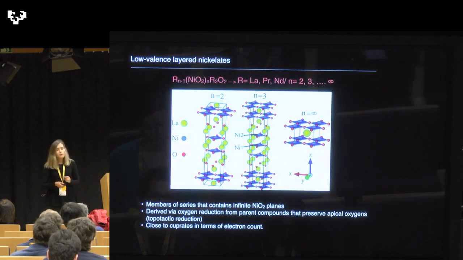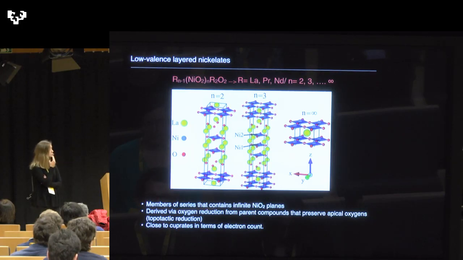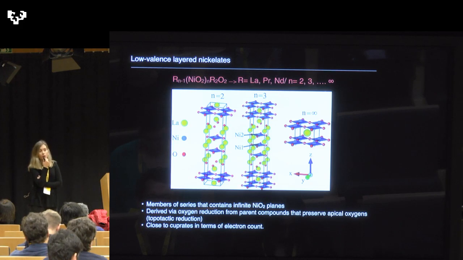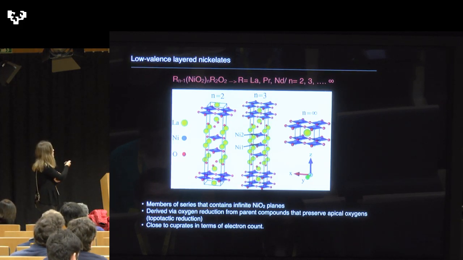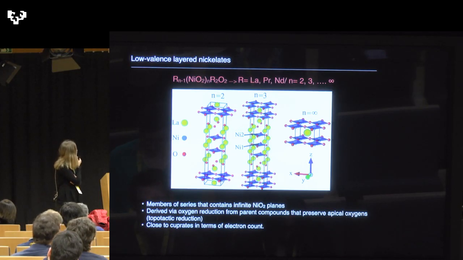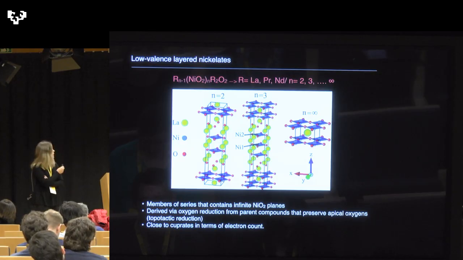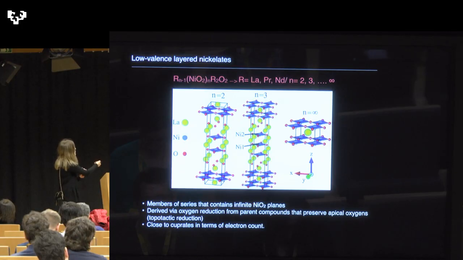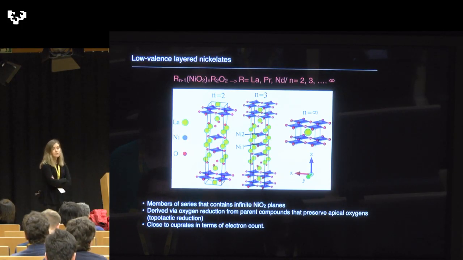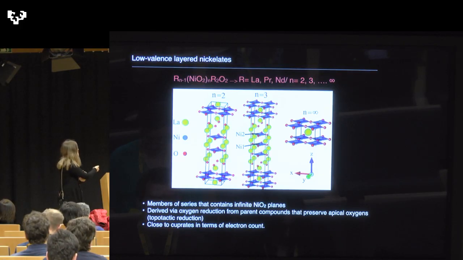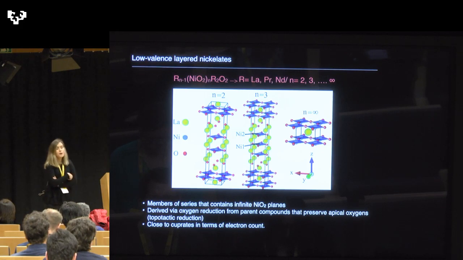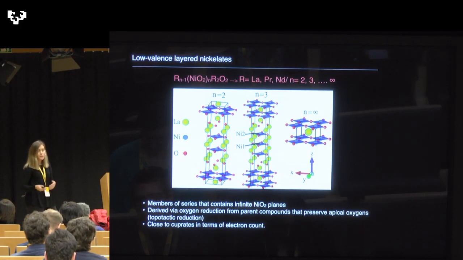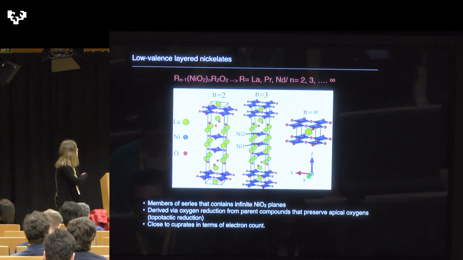In terms of nickelates as cuprate analogs, people have looked at quite a few different ones throughout the years, but the ones that we decided to focus on more or less 3 years ago now are what I call low valence layer nickelates. These are materials that belong to a series, and all of them have infinite nickel-oxygen 2 planes, in analogy to the copper-oxygen 2 planes of the cuprates that I showed you in the beginning. This is their general formula here, where R is a rare earth that can be lanthanum, praseodymium, or neodymium. And this n factor determines how many nickel-oxygen 2 planes you have along the z-axis. So for n equals 2, you have the bilayer material, for n equals 3, the trilayer material, and so on and so forth.